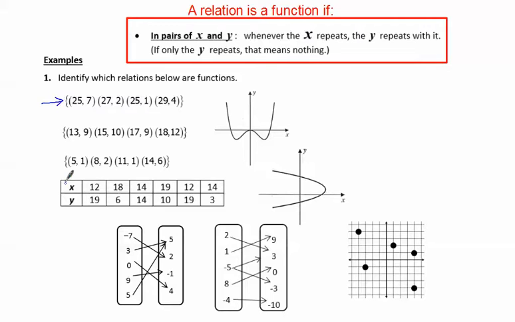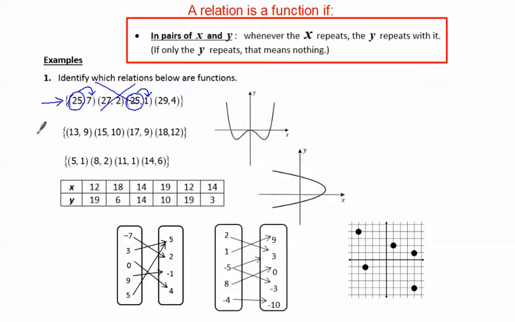So following that information, let's try to identify which relations below are functions. Let's try this first set right here. We're going to be looking for the x's to see if they repeat, and I can see that this 25 here repeats again over here. So I would have to check to see if the y's also repeat, and they don't.